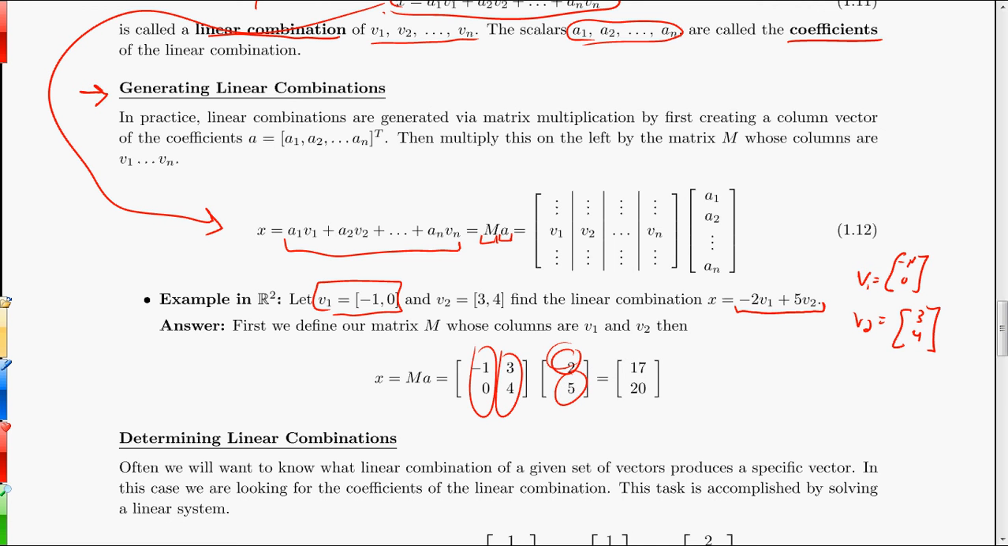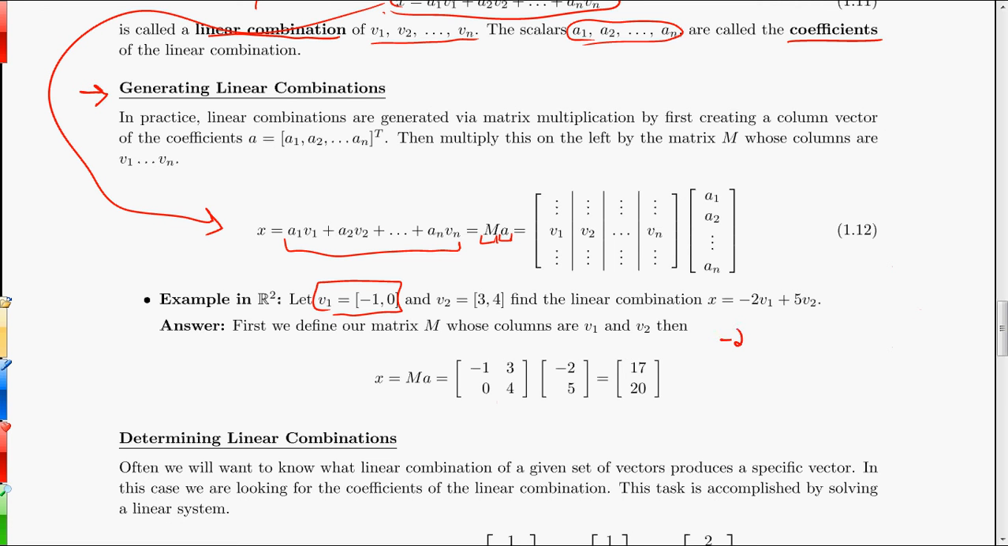And if I perform this matrix multiplication, I have -1 times -2, 2, plus 3 times 5, 15, so I get 17. And then for the second term, 0 times -2 plus 4 times 5 is 20. All right? And that doesn't look like the same linear combination up here, but let's just check it to make sure. I'll put v1 and v2 right below this.